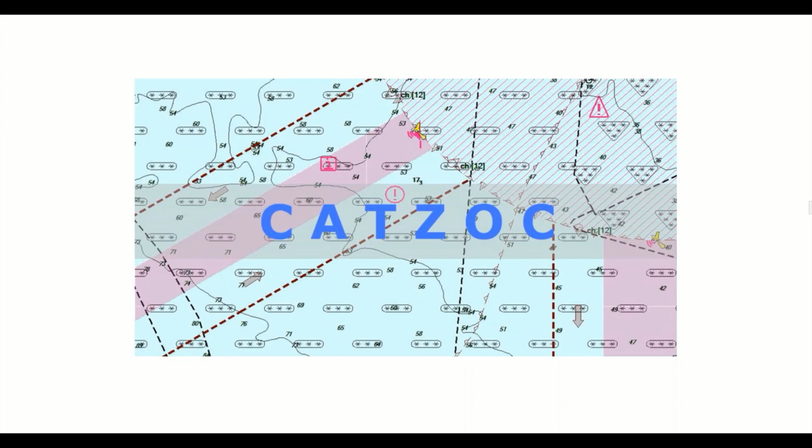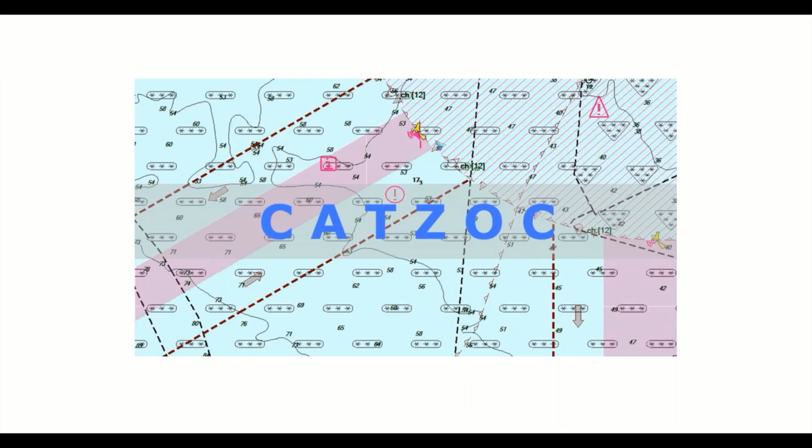Today we will be discussing CATZOC, category of zone of confidence. When you go to your ECDIS, you can switch it on there. I'm not sure if other ECDIS such as Furuno are the same, but in Kongsberg it says accuracy in the themes tab in the settings. So when you turn it on, you can actually see the CATZOC.